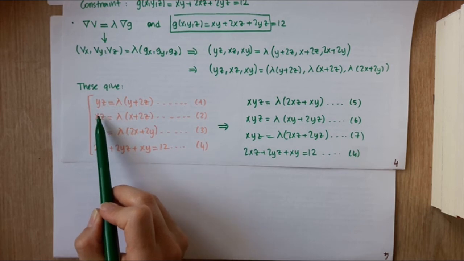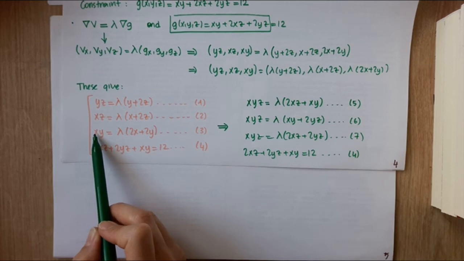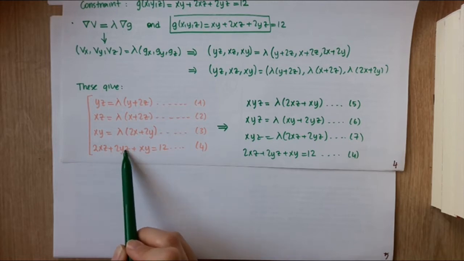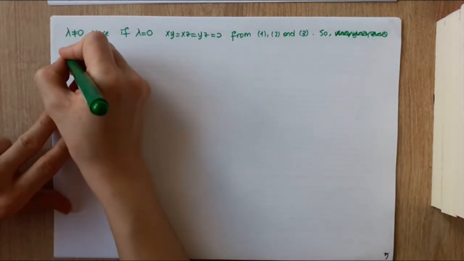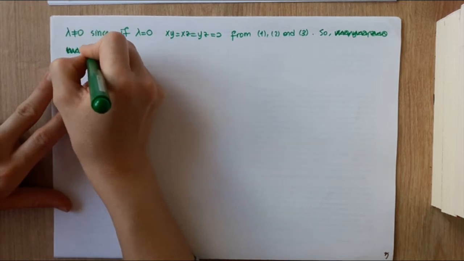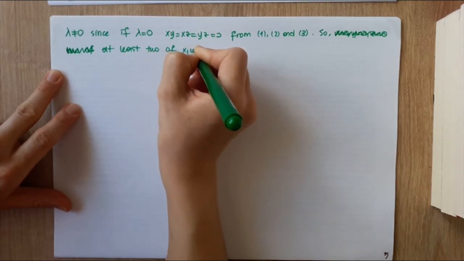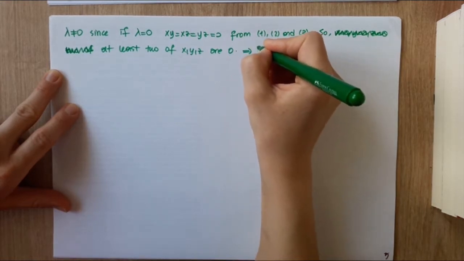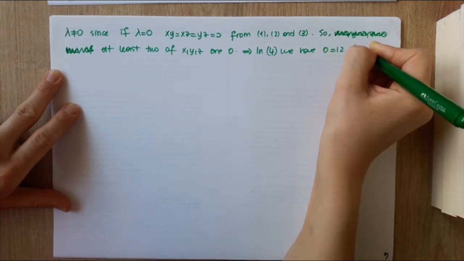If z is 0, then we have 0, 0 here. But here, y is not 0, so x must be equal to 0. Again, because x is 0 and z is 0, we obtain 0 equal to 12. So I can say that at least 2 of x, y, and z are 0. It means in 4 we have 0 = 12, and this is not true.